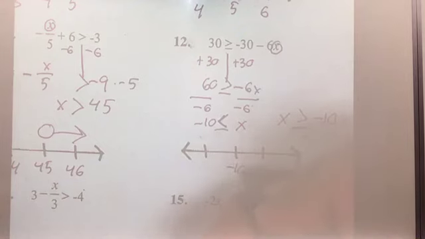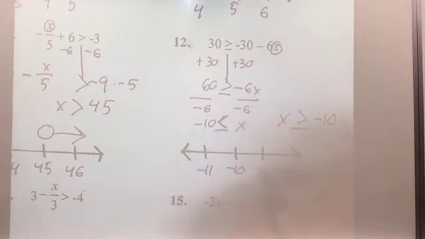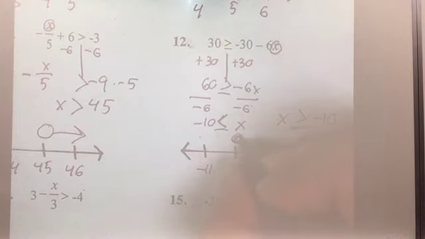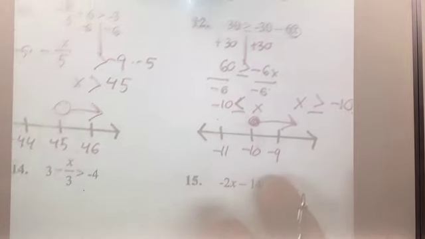So negative 10 goes here, negative 11 goes there, and negative 9 goes there. You put this circle, you have to fill it in because it's or equal to. And I want something that's bigger. Negative 9 is bigger.